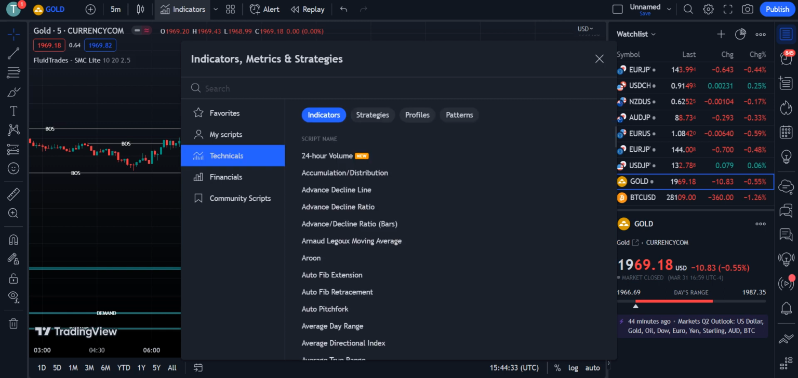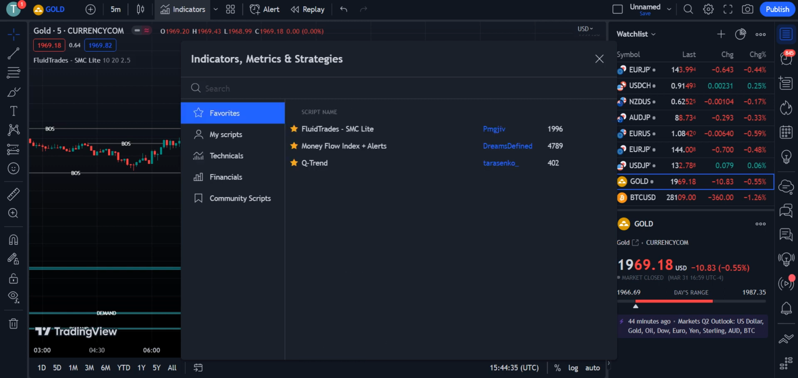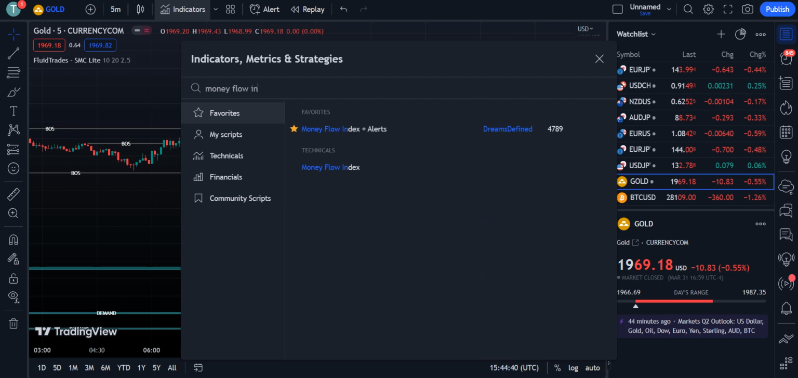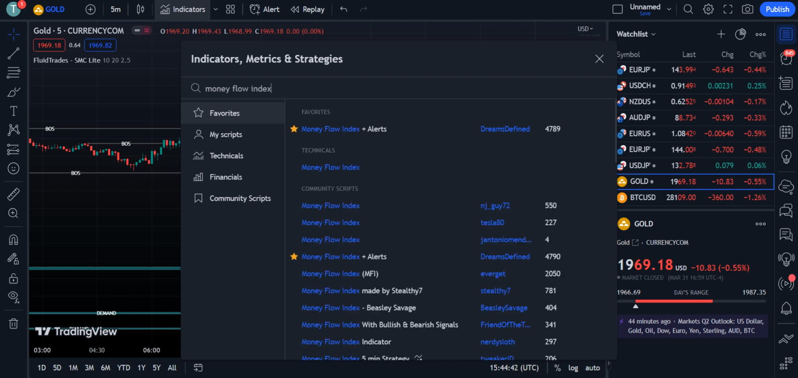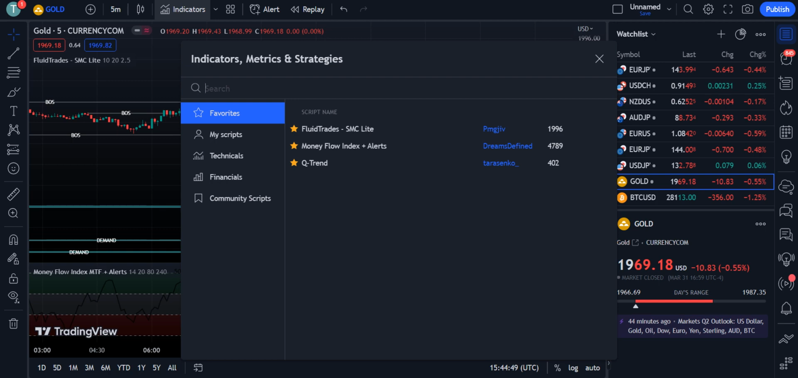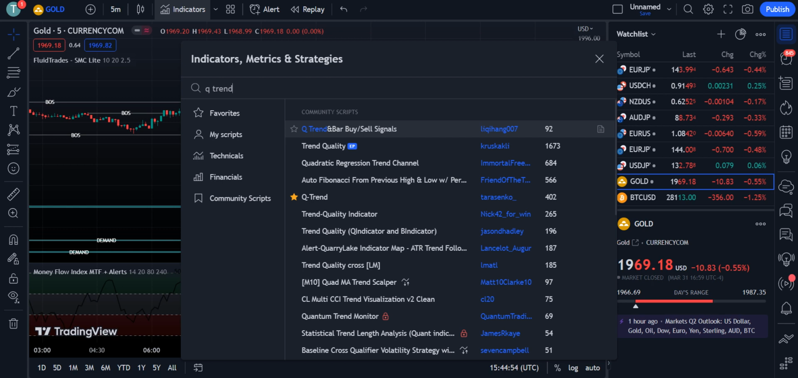The second indicator that we are going to use here is the Money Flow Index Plus Alerts by Dreams Define. 4789 traders are using this indicator. And the last indicator that we are using here is the Q Trend indicator. This is by Trezanco, and 402 traders are using this indicator. So we have to simply click on this indicator and cross from here.